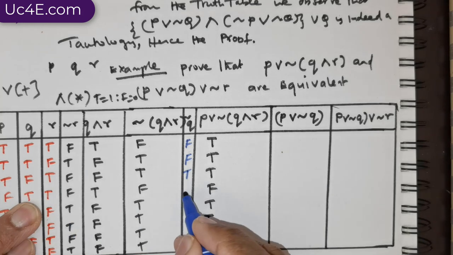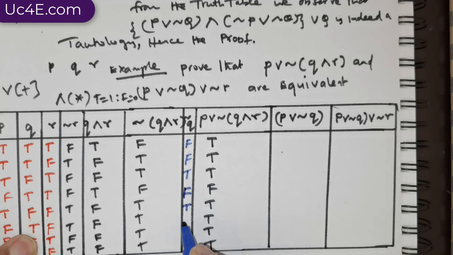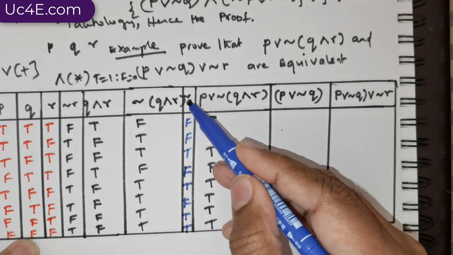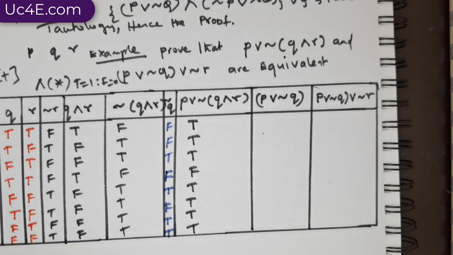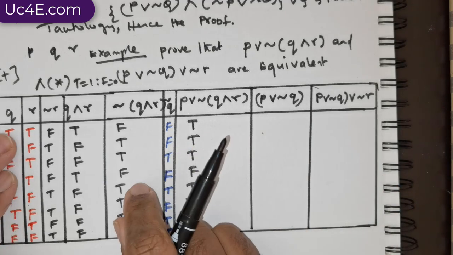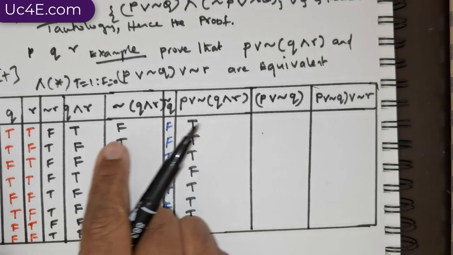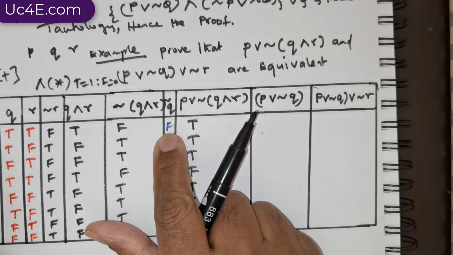So negation of T, that's going to be F, this is going to be T, this is going to be F, this is going to be T, and this is going to be T, because we are getting the negation of Q. Now coming to P disjunction negation of Q. P is performing a disjunction with the negation of Q.